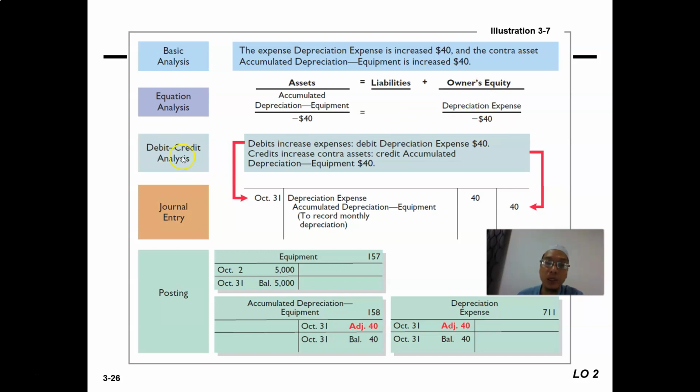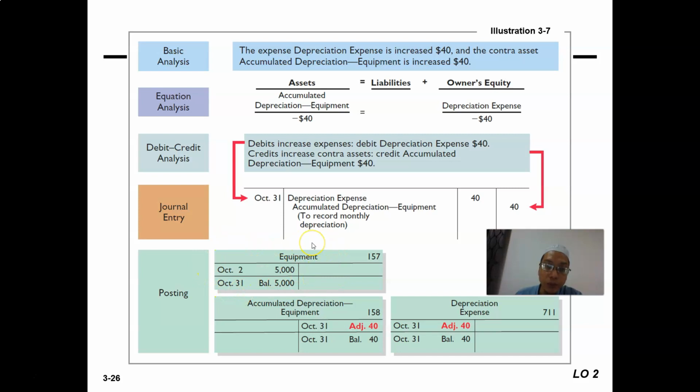And then we do the debit credit analysis. We debit our depreciation expense account by $40, and we credit our accumulated depreciation equipment by $40. And this is the journal entry. On October 31st, we debit depreciation expense and we credit the accumulated depreciation for equipment $40. Okay, and this will be the effect of the journal entry on our accounts.